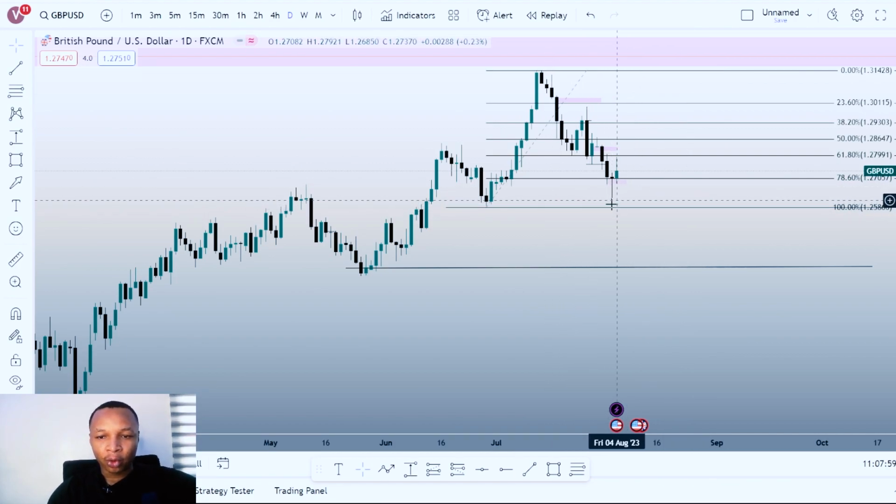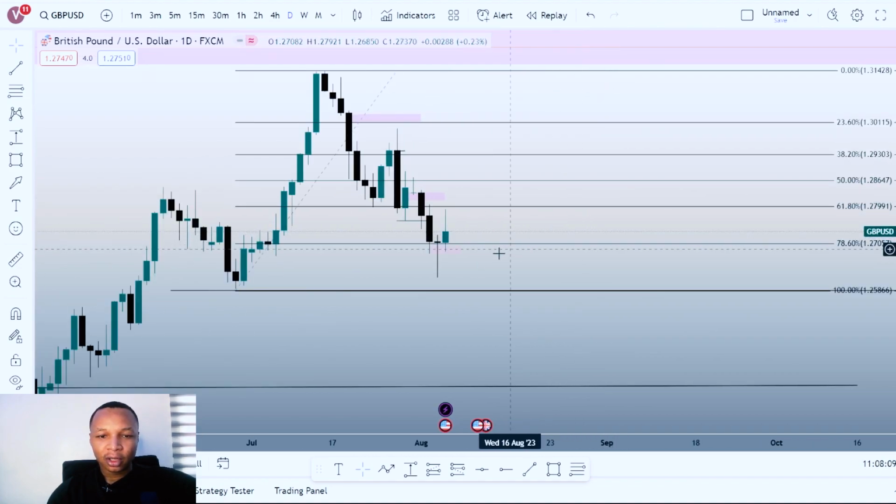We expect it to now go back upwards. Okay, so that is for GBPUSD. All right, so going into next week, now look at this, guys.